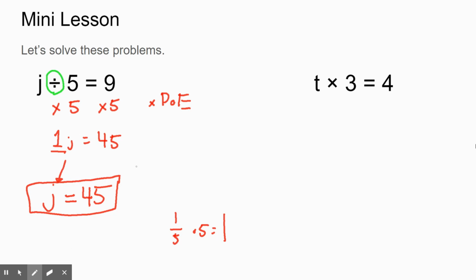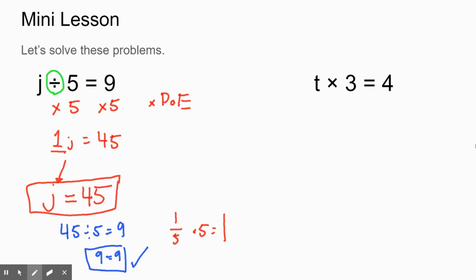We'll take our 45, put it back into our equation, so 45 divided by 5 should equal 9. What is 45 divided by 5? It's, of course, 9. So 9 does equal 9. We know for a fact that this is true. Amazing. Pause there. Take down these notes. Make sure you write them down.